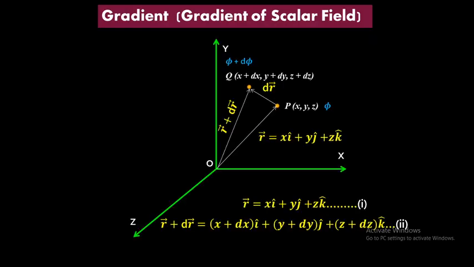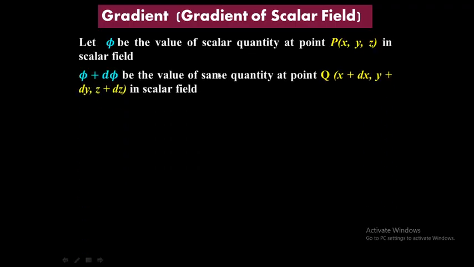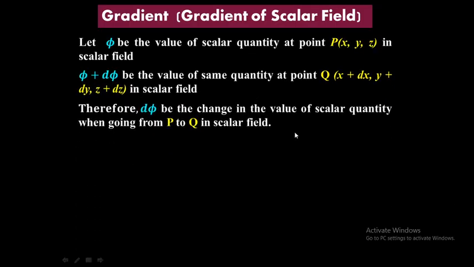Again, I am showing in the diagram, when we go from point P to point Q, the scalar quantity at point P was phi. When we go from point P to Q, the scalar quantity would be changed to phi plus d phi. So d phi is the change in the value of scalar quantity when going from point P to Q.